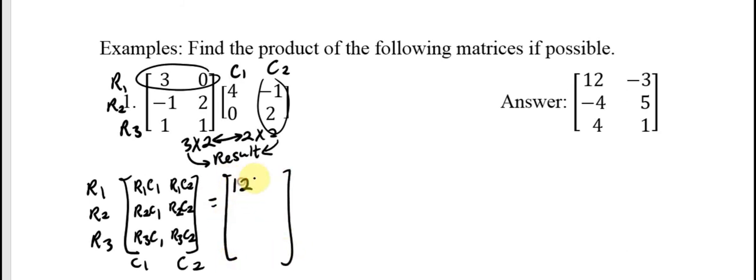So we got 12 for that first one. So now we do R1, C2. So that's negative 3 minus 0, which is negative 3. Now R2, C1, row 2, column 1. So that's negative 1 times 4 is negative 4, plus 0 is negative 4. Next is row 2, column 2. So that becomes 1 plus 4 is 5.